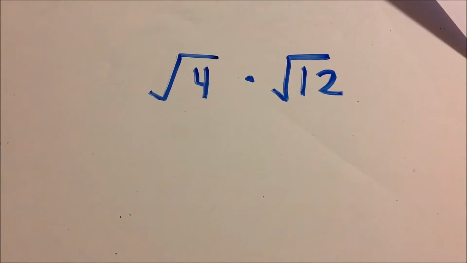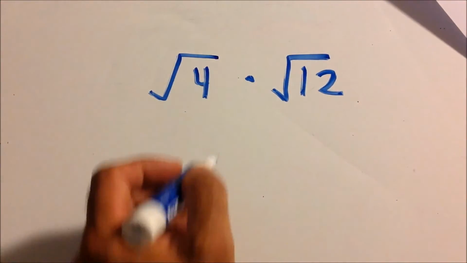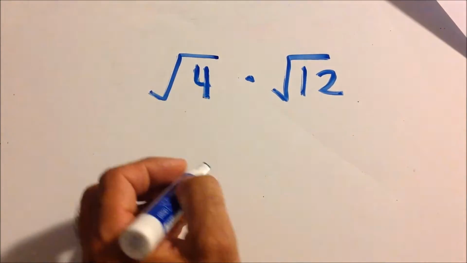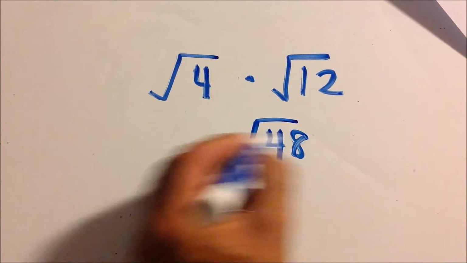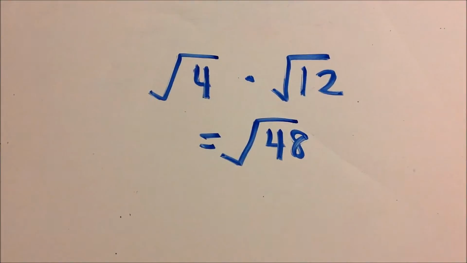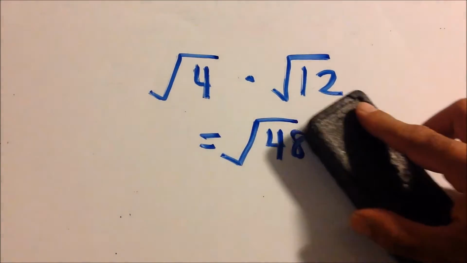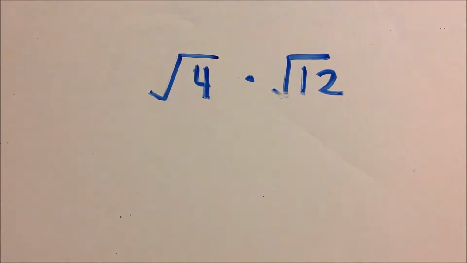Okay, and so if you remember, we can just multiply them just like we would do integers. 4 times 12. We know 4 times 12 is 48, so that's the answer. The answer will be the square root of 48. And like from the last video, we can also break this down. So we know this answer is the square root of 48.